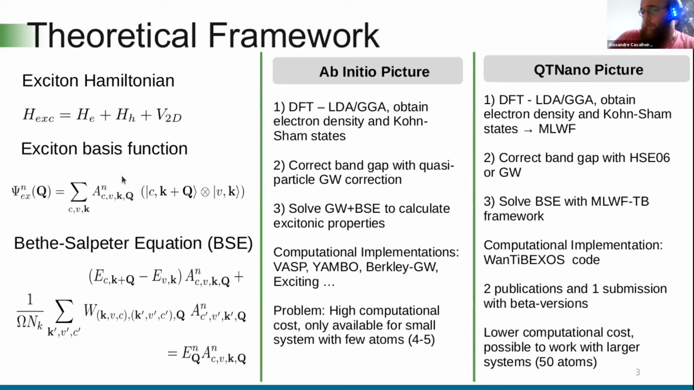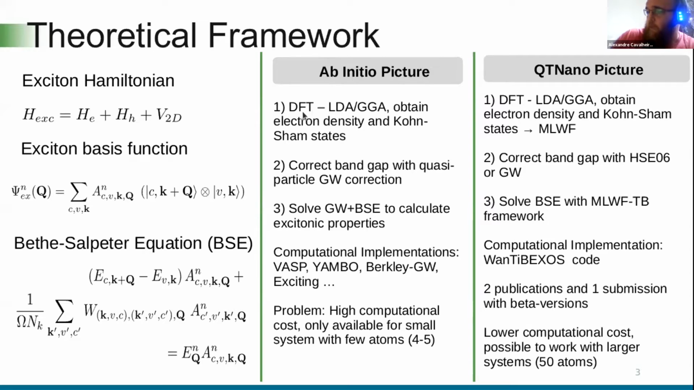When we get this basis function and write this Hamiltonian in the subspace, it leads us to the Bethe-Salpeter equation. Basically, the Bethe-Salpeter equation is the equation to find the exciton energies. When we solve this equation, we can obtain the spectrum that I showed in the previous slides. Normally, we can solve this equation in two ways. The first is the traditional ab initio picture.